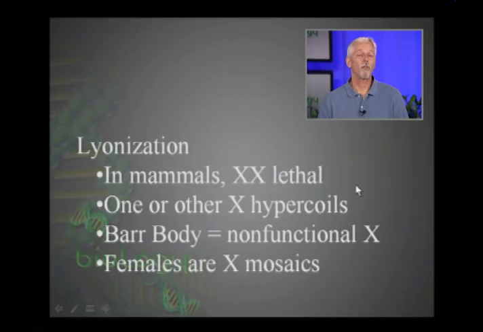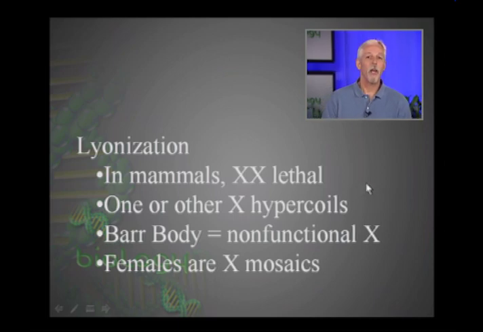Now, there's another peculiarity related to sex chromosomes that has to do with what's known as lionization. As it turns out, in mammals, the XX condition is a lethal condition. Having two active X's is not a good thing. It's not a healthy thing. Now, if we're a male, that's no problem. We only have one X. But if you're a female, that's a potential problem because you don't want two functioning X's in your cells. You only want one functioning X.